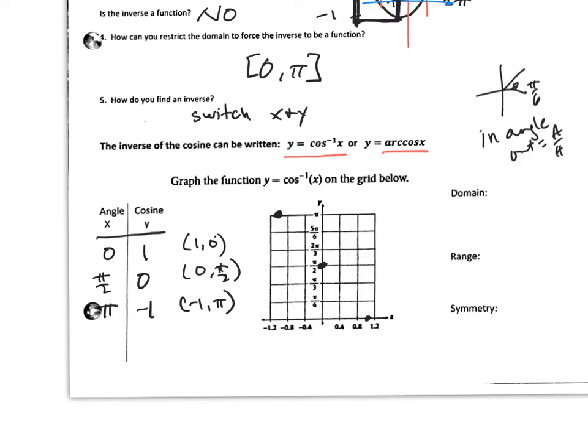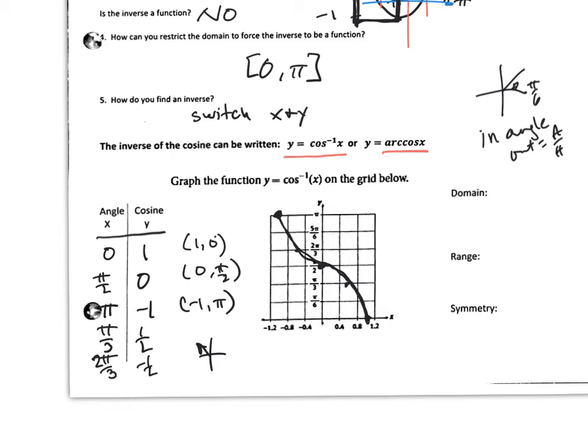Can't really tell what our graph looks like, so let's throw in some easier ones. Let's throw in the cosine of pi over 3, which is 1/2. So I'm going to go over 1/2 and up to pi over 3. That might help us a little bit. Oh, and let's do 2 pi over 3, because I'm trying to get into the second quadrant. So then we would have negative 0.5 to the left and up to 2 pi over 3. And so this gives us a better idea as to what the graph looks like.